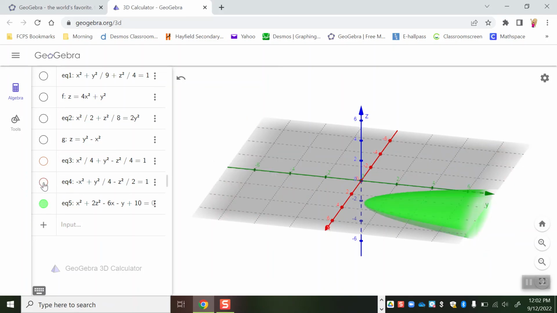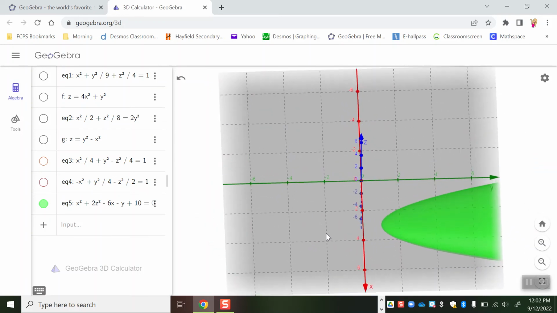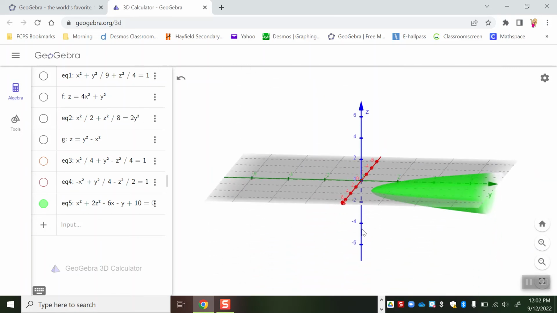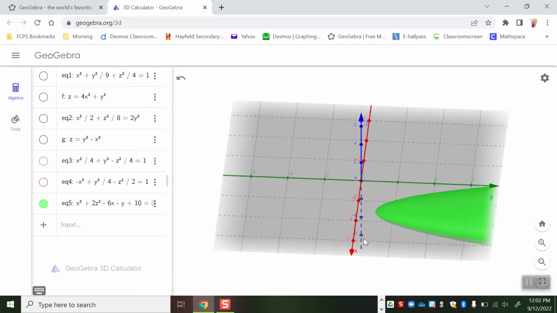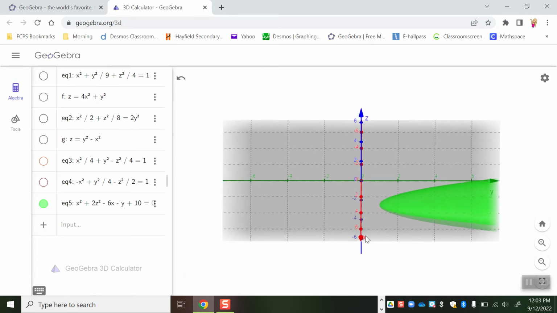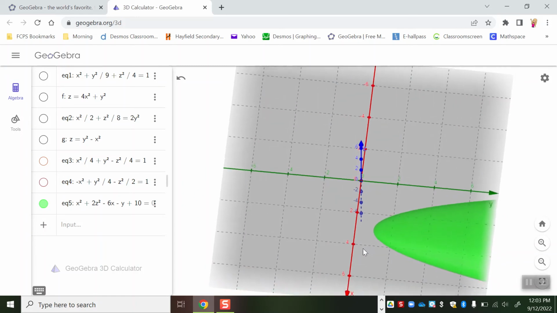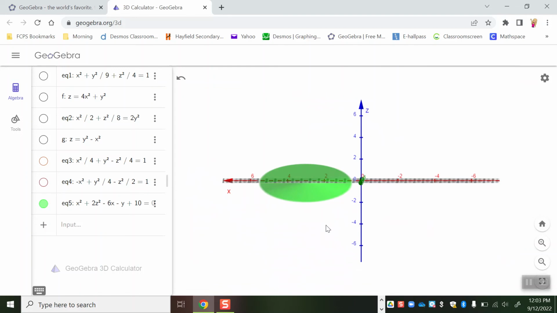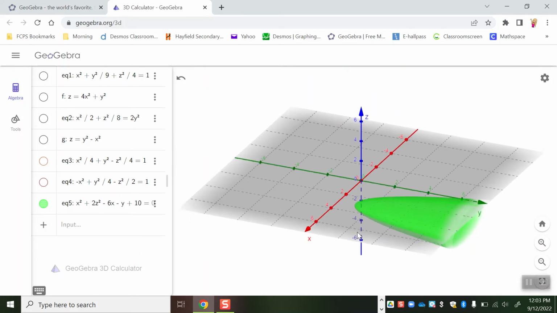Please, GeoGebra. There we go. All right, so that's the shape right there. And you can see the little vertex right there, 310. We have a parabola that way. If I look at it with the y and the z, so if I look down on it, it's a parabola. That's the y and the x. If I look at the z and the y, so this way, kind of a parabola, but more like an ellipse, but whatever. All right, so there we go.